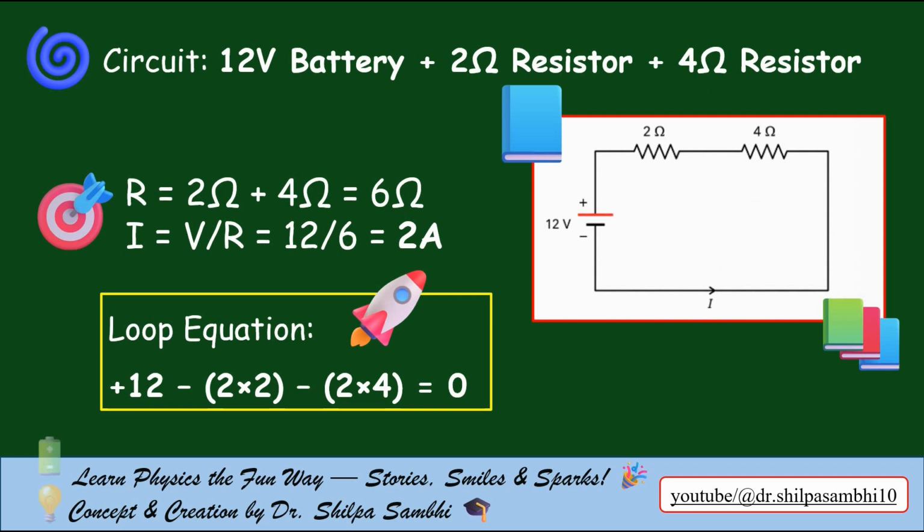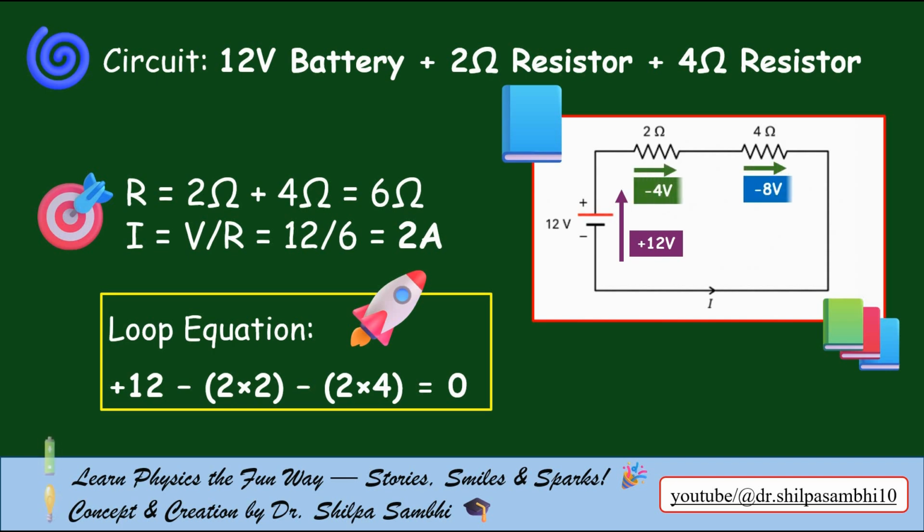Now, Anaya walks around the loop using Kirchhoff's voltage law. Rule number 1. When moving from negative to positive terminal of a battery, a voltage rises. So, take plus 12 volts. Rule number 2. When moving in the direction of current through a resistor, voltage drops. So, use a negative sign.